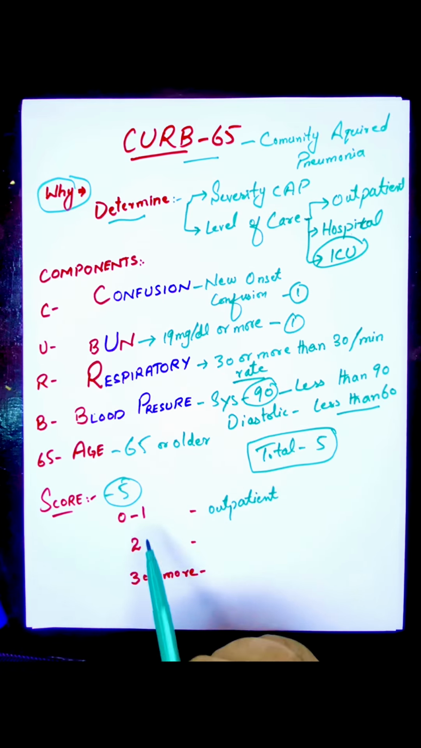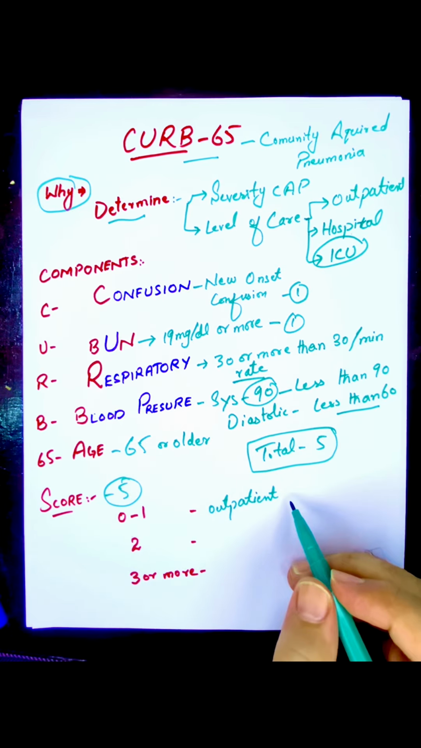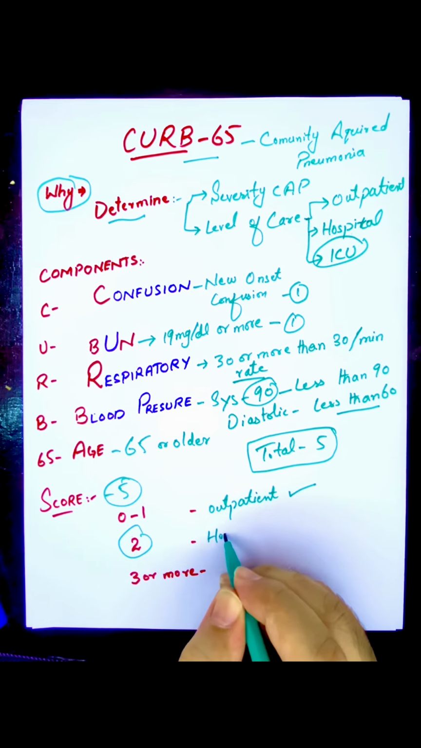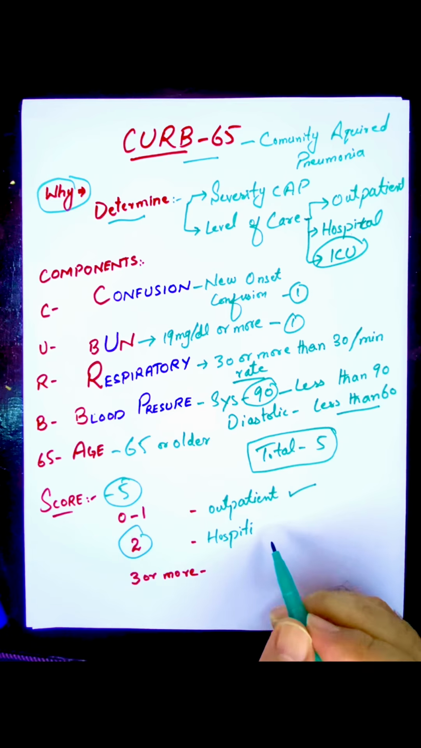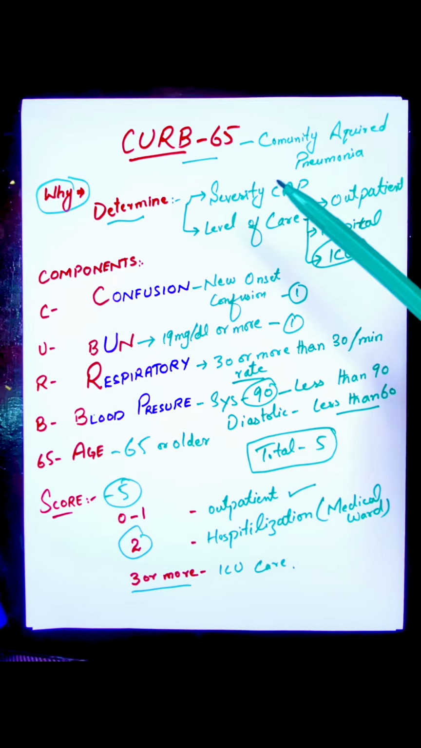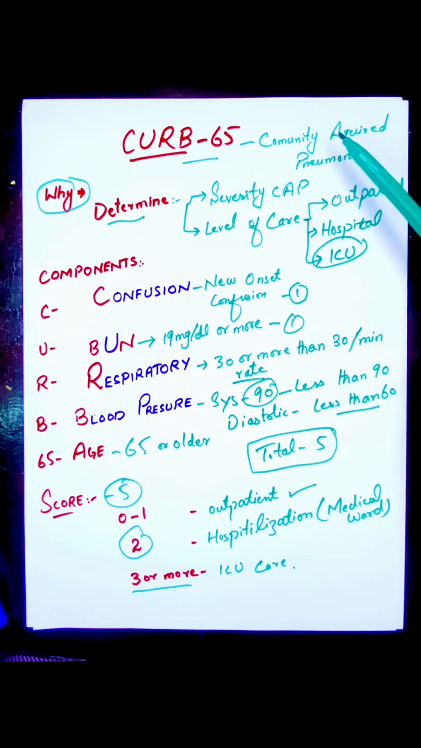If the patient has a 0 to 1 score, the patient will be dealt with as an outpatient. If the score is 2, then the patient may need hospitalization, but in a general medical ward. If the patient has a score of 3 or more, the patient may need ICU care. So this was all about the CURB-65 of community-acquired pneumonia.